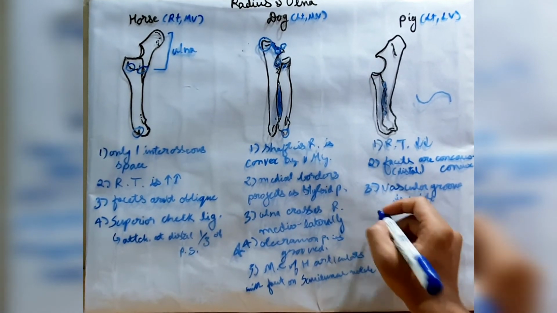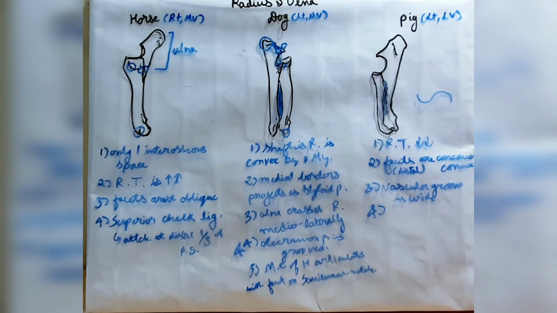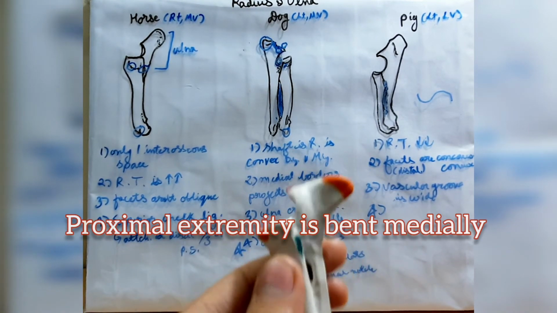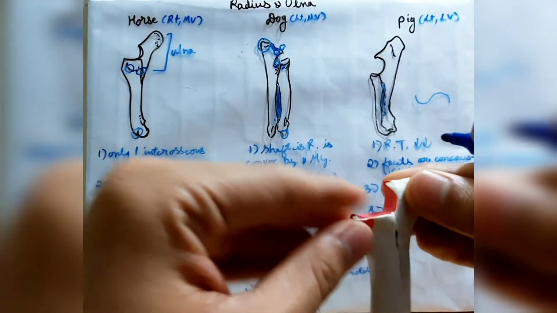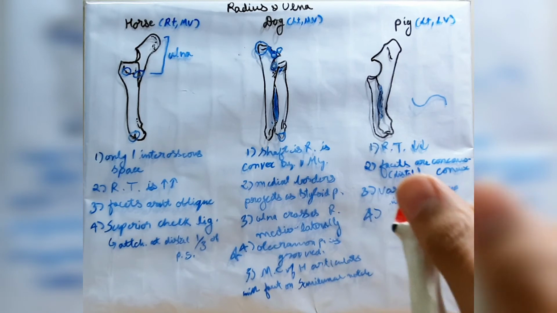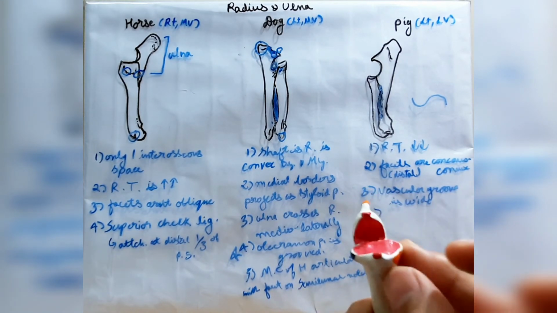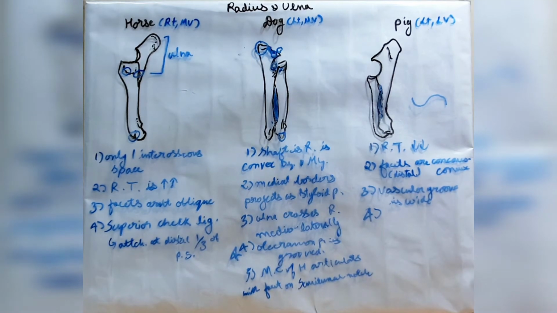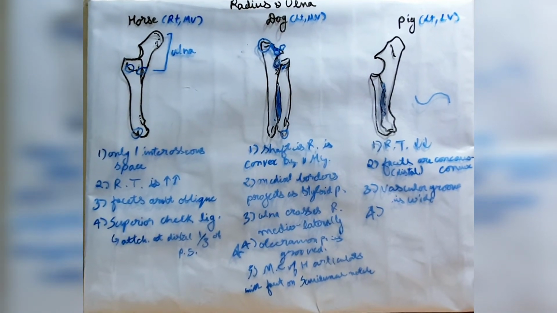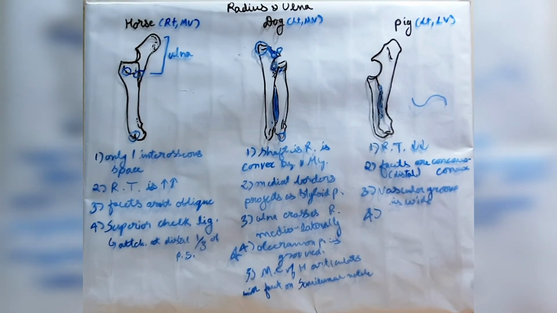Now let us come to the proximal extremity. So the proximal extremity is bent medially in case of pig. So this is the proximal extremity of radius and ulna, and they are bent medially. Okay, so this will be bent medially just like this. There's a curve, a medial curve, it will occur here too. So the proximal extremity will be bent medially and the lateral surface is convex.